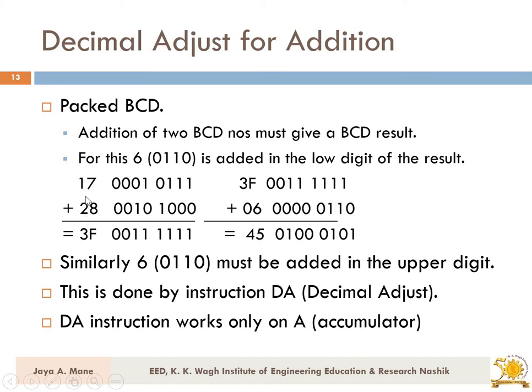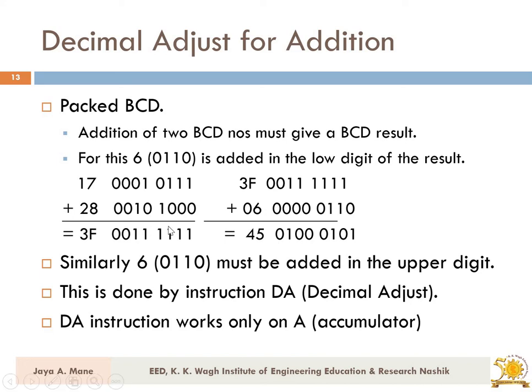Are these two numbers packed binary coded decimal? Yes, because both the numbers, the lower and the upper nibble, are between 0 to 9. 7 is among 0 to 9, 8 is also between 0 to 9, 2, 1. These numbers are between 0 to 9. So when you perform addition of two numbers and you have a requirement that we want the result also to be in binary coded decimal only.